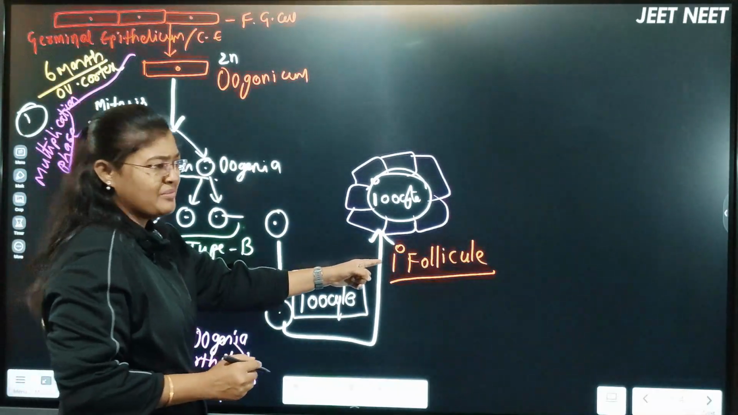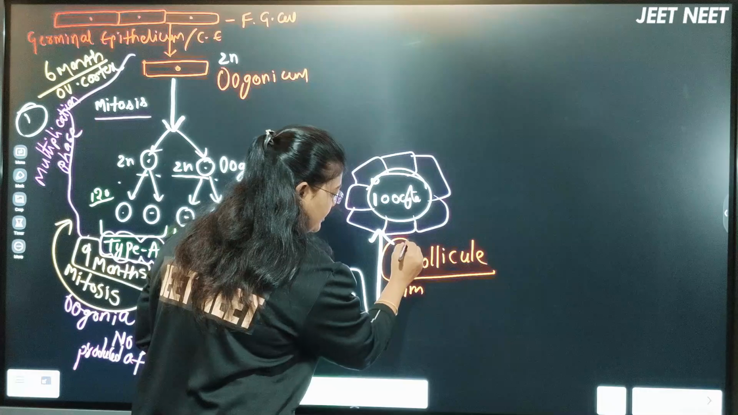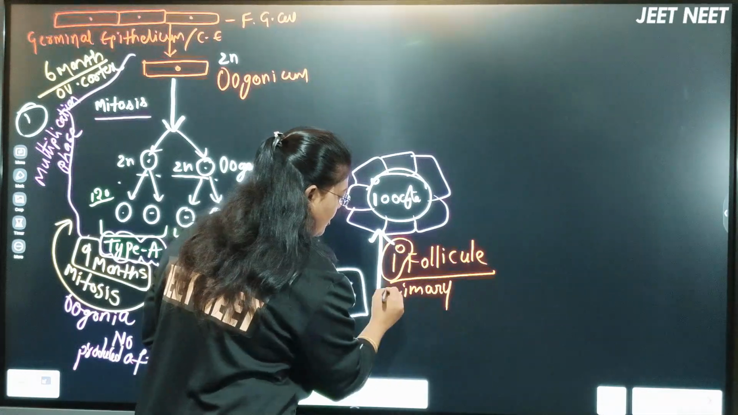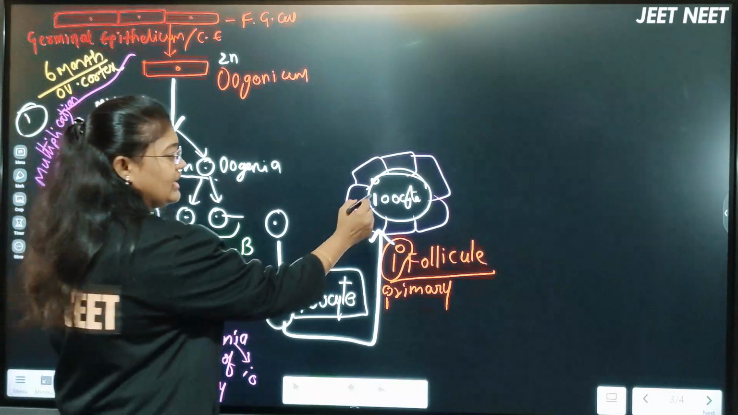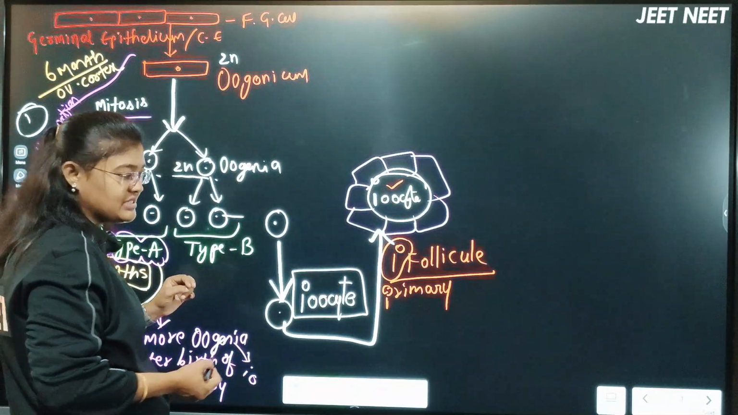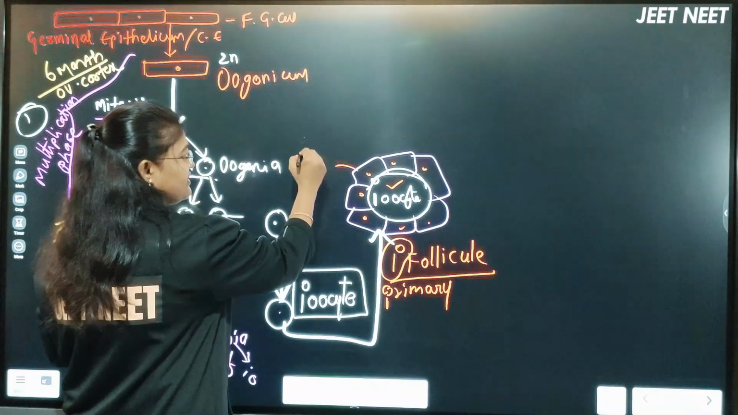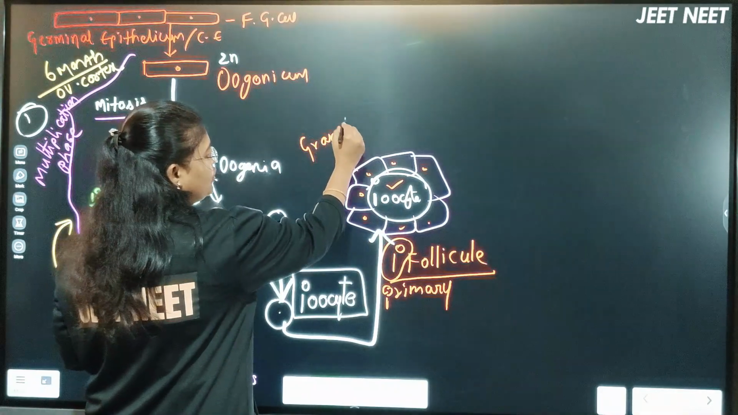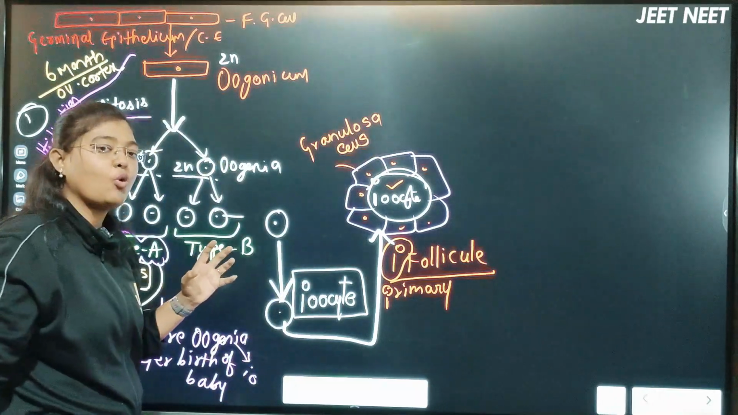I'm just writing primary follicle in a shorter way, right? That is the primary follicle. The primary follicle has two structures. One is the primary oocyte, and it is surrounded by cells. What are these cells? Granulosa cells. Ma'am, how did these granulosa cells come over here?